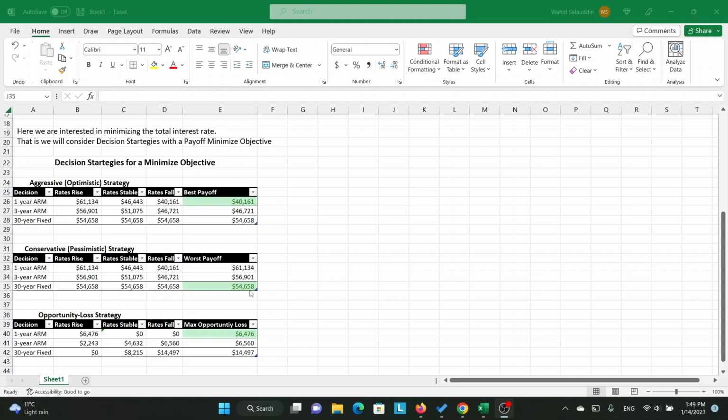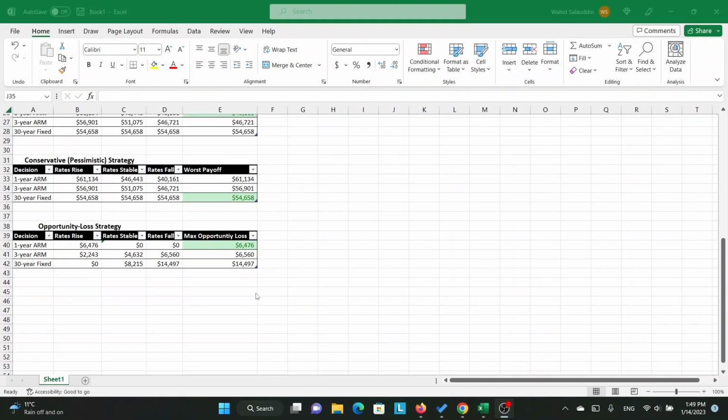Having chosen the worst case scenario for each option, in order to minimize it, we are going to choose the lowest of the worst payoffs. Here, the lowest of the worst payoffs is going to be $54,658. So if we are using the conservative pessimistic strategy, we want to make sure that we are minimizing our risk. We consider the worst case scenarios and choose the minimum of them. So in this case, we're going to choose the 30-year fixed rate mortgage.